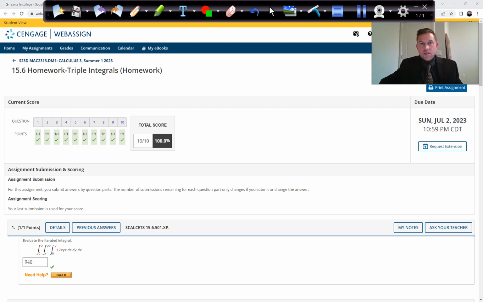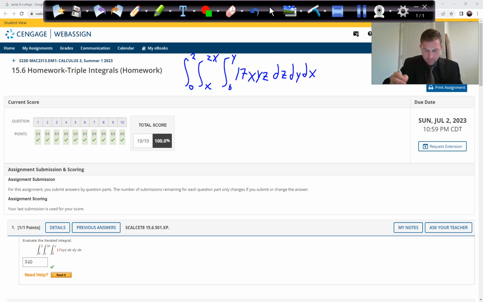In Chapter 15, Section 6, we're going to look at triple integrals. So we have one right out the gate that says take the antiderivative from 0 to 2, then x to 2x, then 0 to y of the function 17xyz dz dy dx. The order of those differentials is going to tell us what's the variable and what's constant.